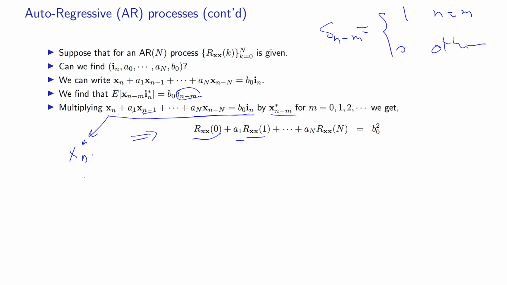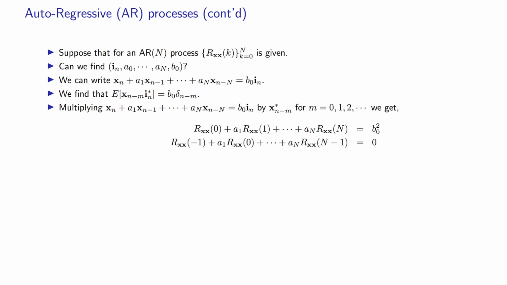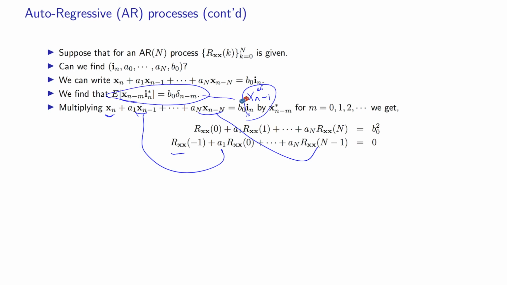Then I multiply the same equation by x of n minus 1 and take expected value. Then I get another equation, which the first term gives you this one, the second term gives you this one, and the last term gives you this one. And if you multiply this one by x of n minus 1 conjugate, these two are uncorrelated because we had this one here. Okay, so we get 0. Now I multiply this one by x of n minus 2 conjugate, and then take expected value. I obtain another equation and so on.